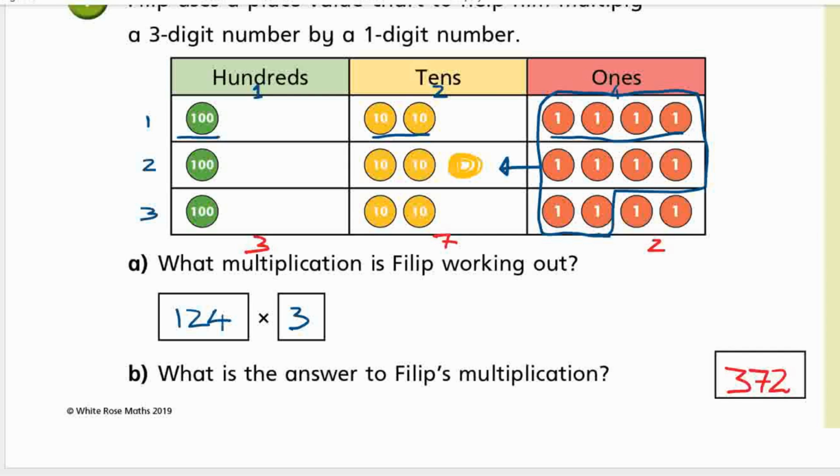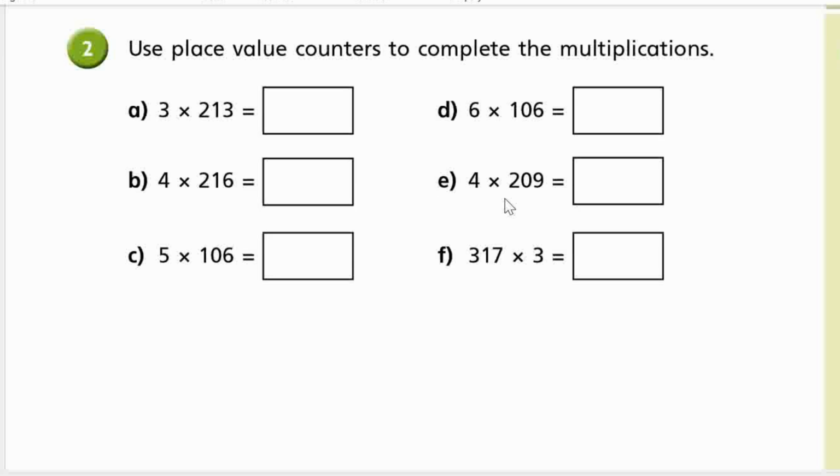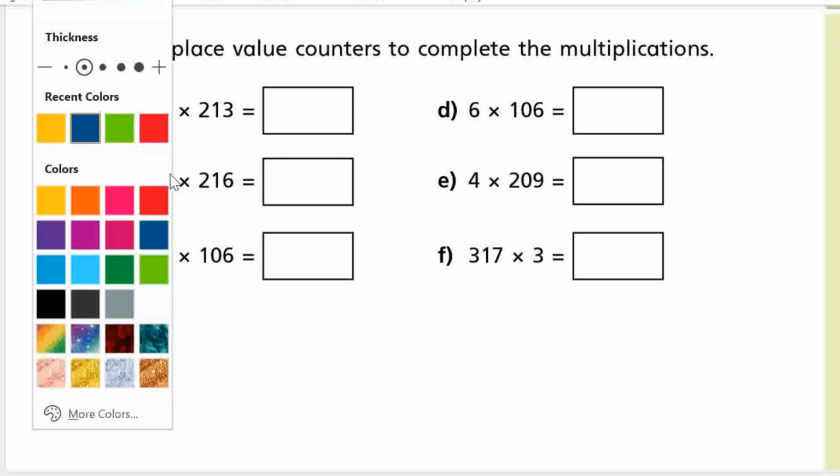Right, next task. Use place value counters to complete the multiplications. Now, unfortunately, we haven't got these counters, and it'll take me too long to draw a chart out. So we can use the long multiplication that we were using before. I'll just change to blue. I think that's easier to see.